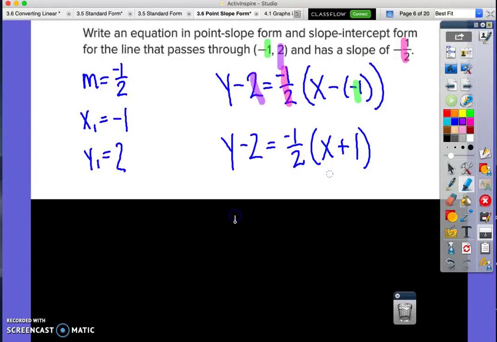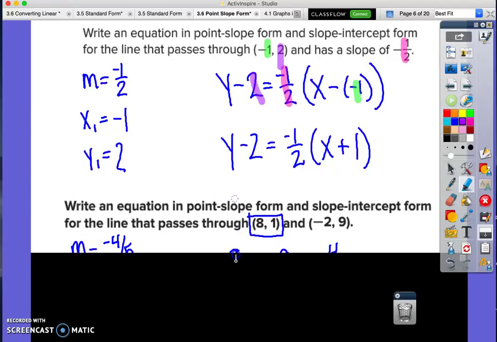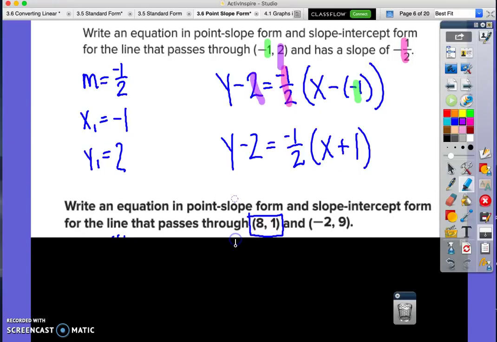Okay, slope-intercept form we are going to wait on. Our first day, our first assignment, we're going to just do the point-slope form. Okay, write an equation in point-slope form and slope-intercept form, again, just point-slope form, that passes through these 2 points. Well, for point-slope form, you need a point and the slope. Well, we're given a point, so we need the slope.